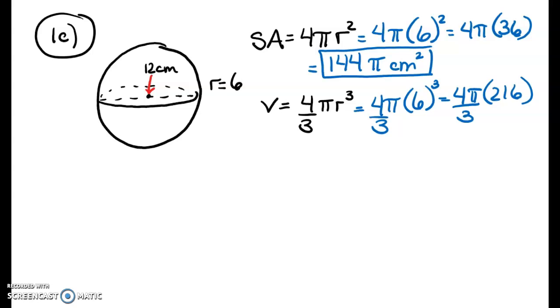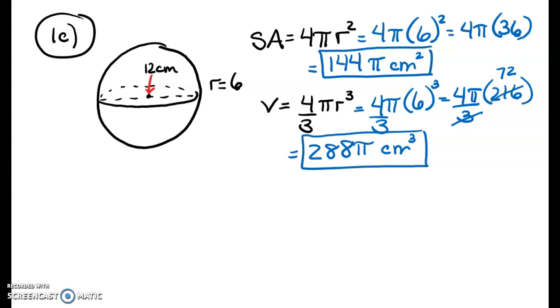And when I add these numbers up, 2 and 1 is 3 and 6 is 9. So 3 goes into 9, so I can reduce the 3 and the 216. 3 goes into 216, let's see, 72 times. So now I just multiply 72 times 4 to get 288 pi. And my dimensions are centimeters, and for volume they need to be cubed.